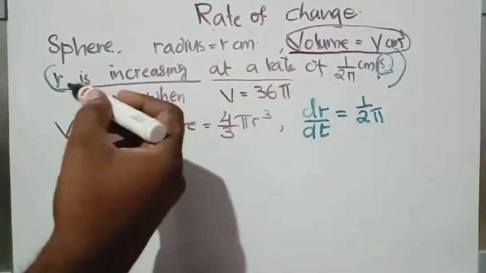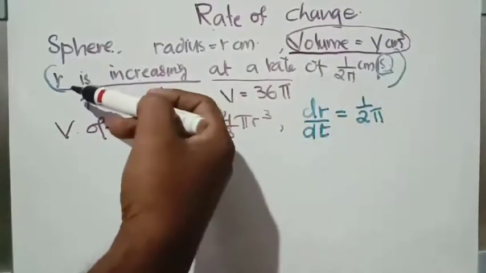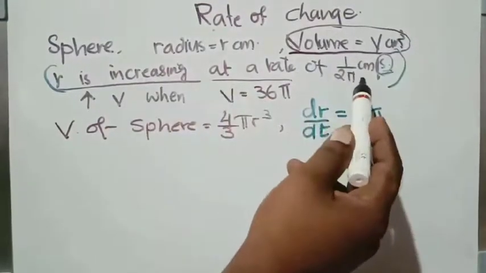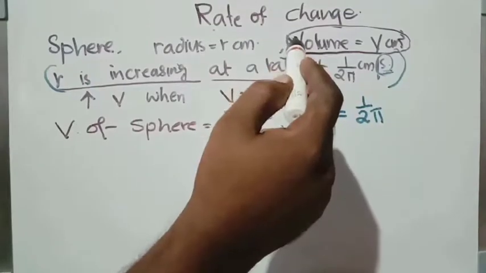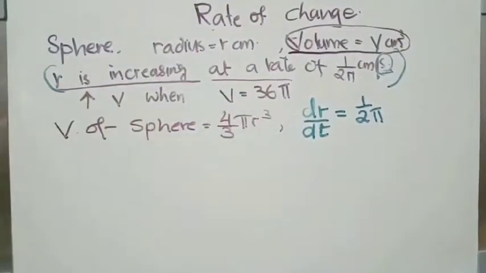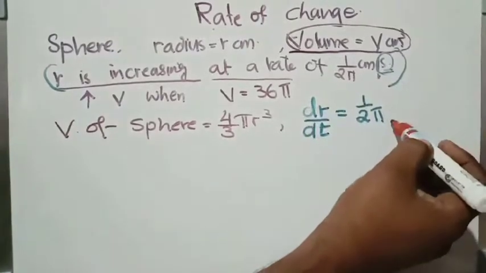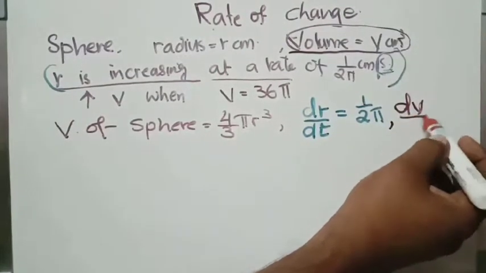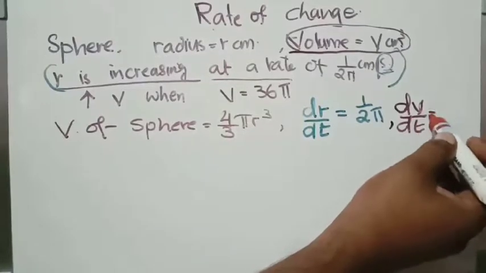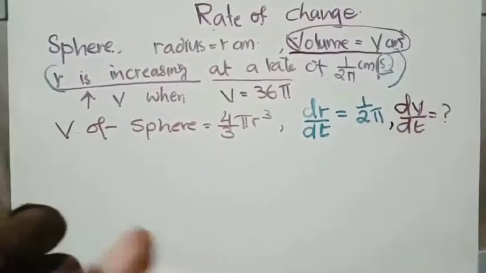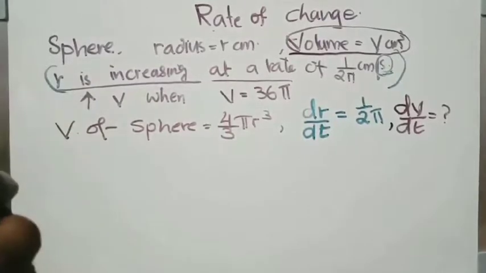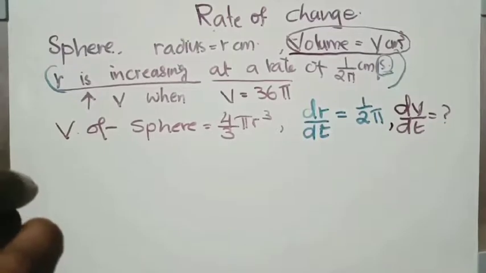Okay, so this sentence is very important. In every question you could find a sentence like this and a formula is mentioned. And now what we required, we want the rate of change of v. We want the rate of change of v, that means dv by dt. Rate of change of v stands for a change of v with respect to time. So we need to calculate dv divided by dt.